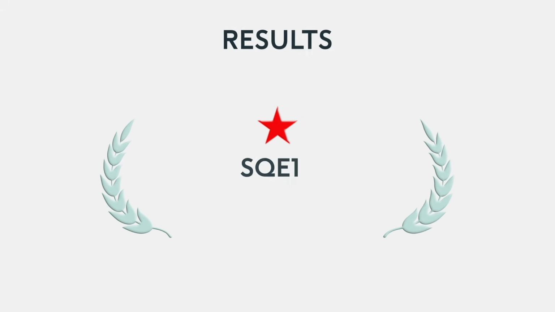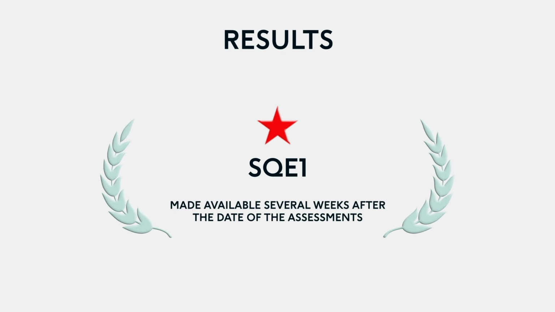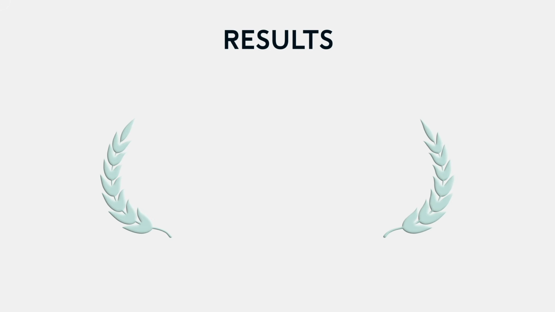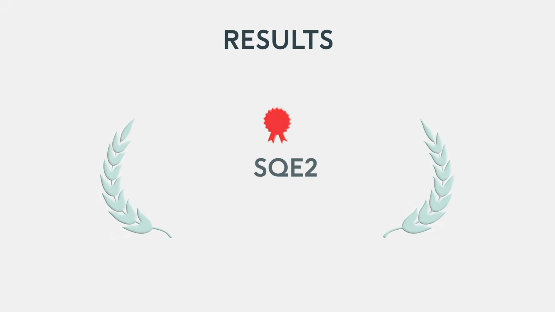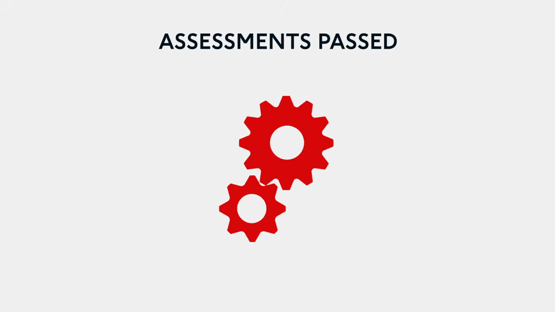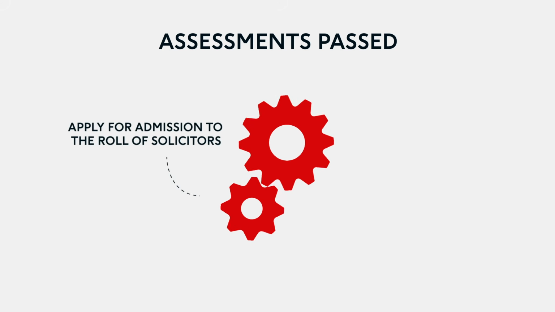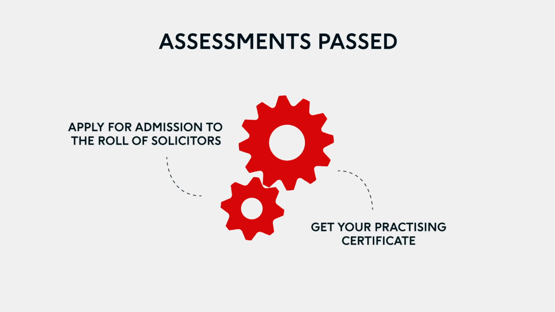The results of the SQE1 are made available several weeks after the date of the assessment, and those for SQE2 are released about 3 months after the assessment. Once you have passed the assessment and fulfilled any outstanding requirements set by the SRA, you may apply for admission to the role of Solicitors of England and Wales and get your practising certificate.